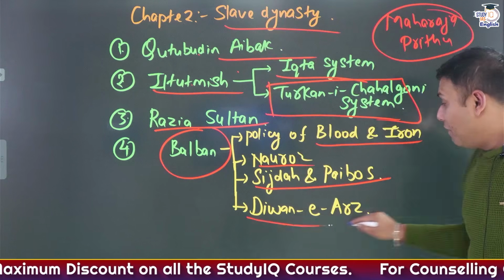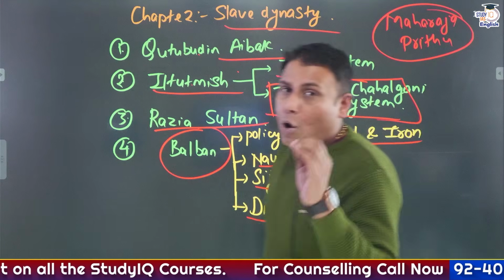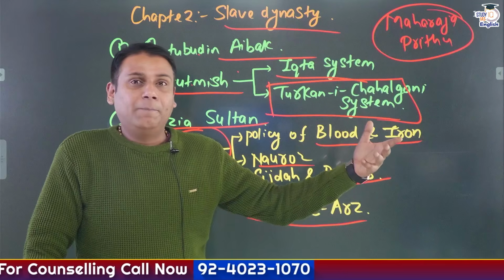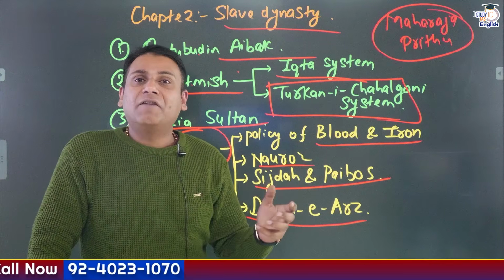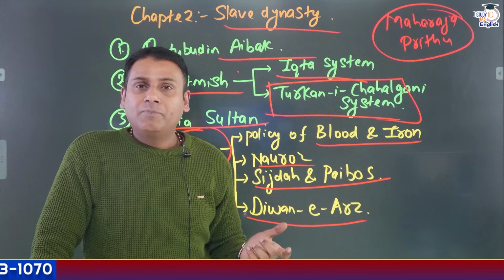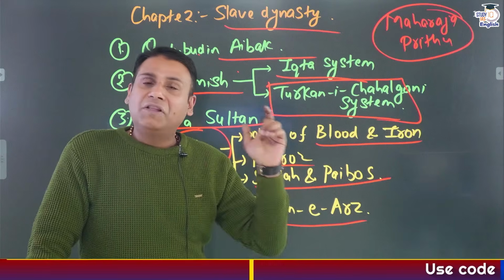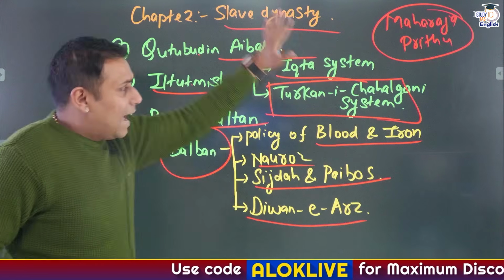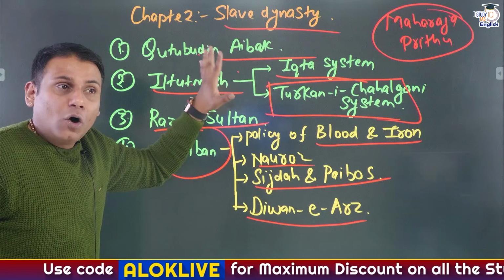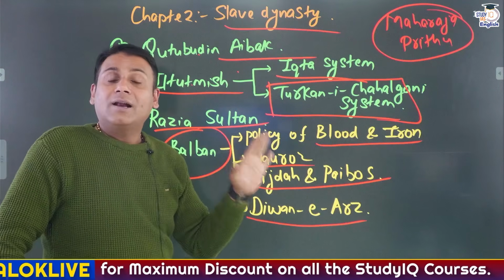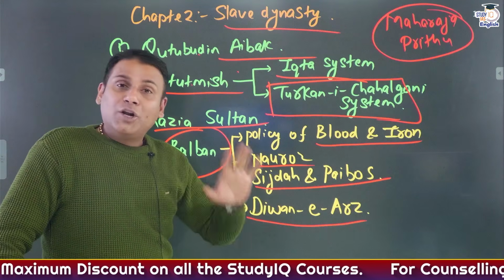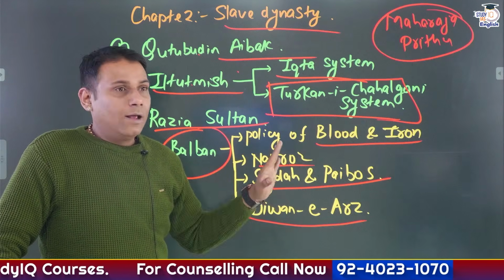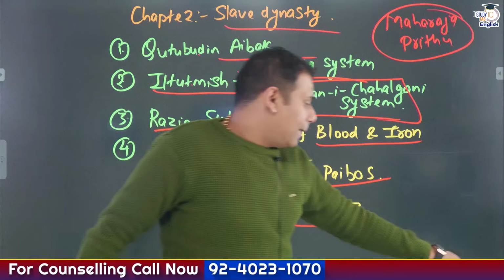Then the Diwan-e-Arz department. The Diwan-e-Arz department is a separate military department which was headed by an officer referred to as Ariz-e-Mumalik. And the credit for the creation of the Diwan-e-Arz department goes to Balban. So, as a part of the Slave dynasty, you have to focus on these important rulers. Actually, there are 9 to 10 rulers, but you have to focus on these 4 important ones. Clear? Moving ahead.